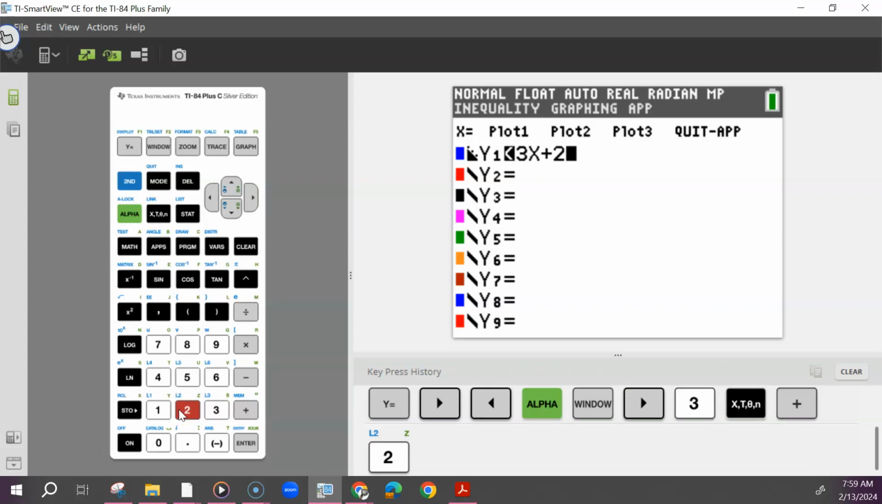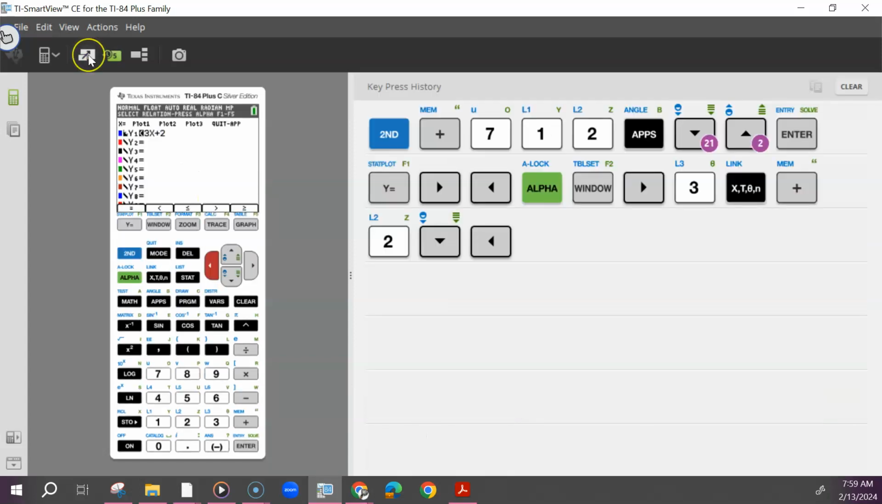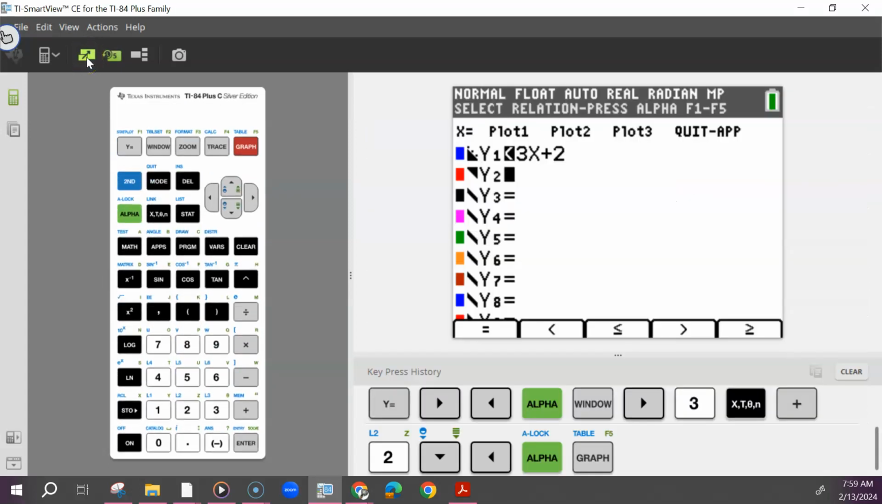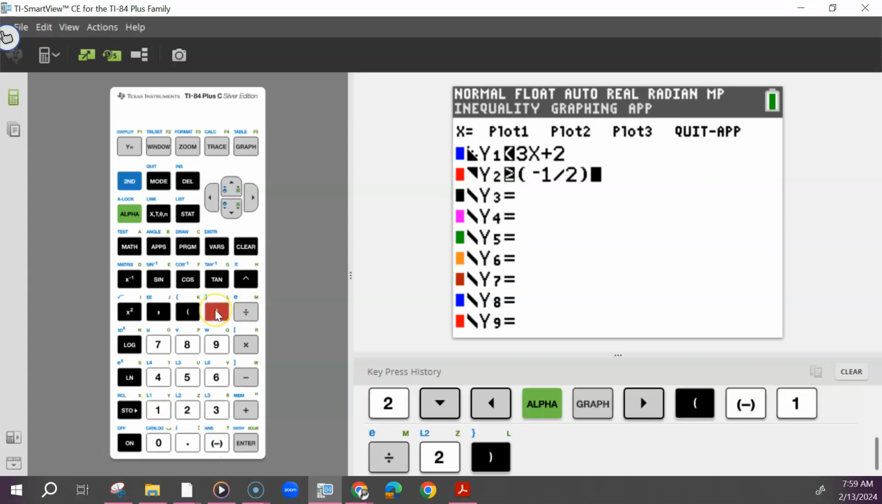The issue when you're in this app is that you can't use alpha y equals for your fraction bar, so you have to use fractions in parentheses. So let's change this one to greater than or equal to, alpha graph. And you can see it's now a solid line shaded above. In parentheses, put negative 1 divided by 2. And then outside of that, x minus 4.